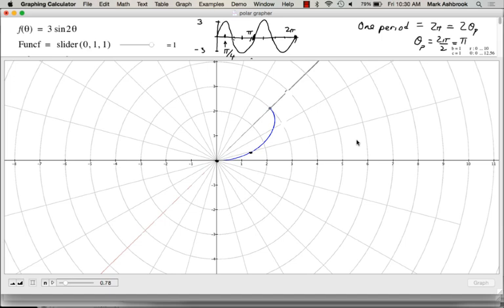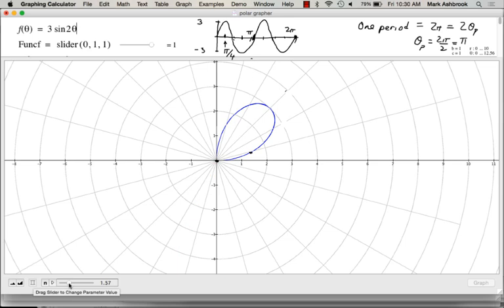And then as we go from pi over 4 to pi over 2, what does r do? Decreases back to 0, right? In the same way that it increased. So you can think symmetrically there. Now we're at pi over 2.